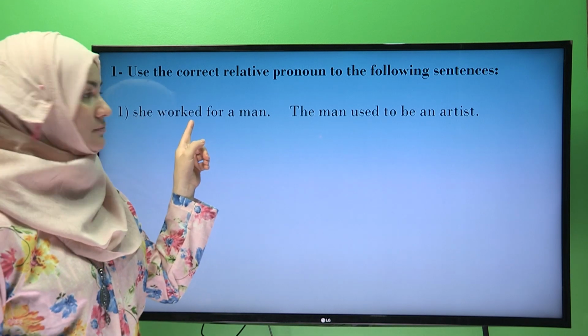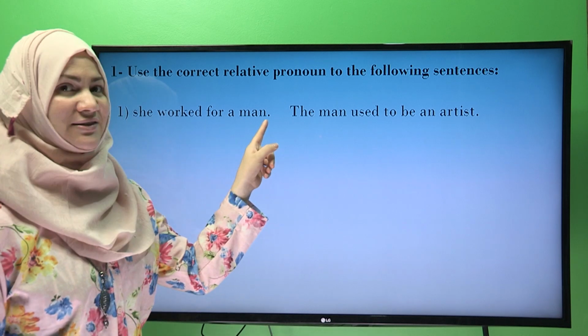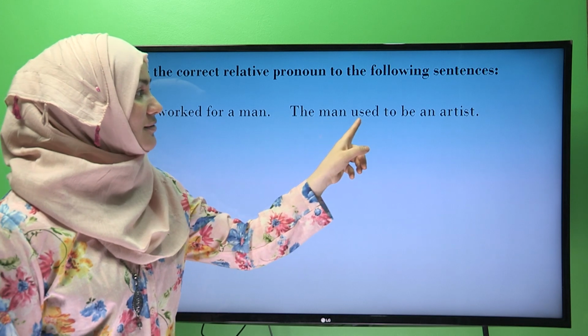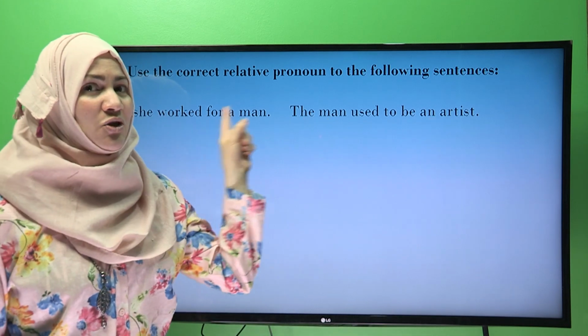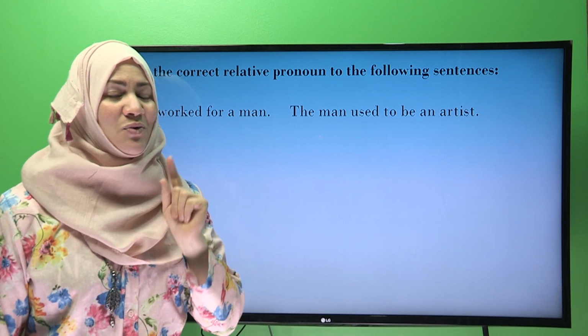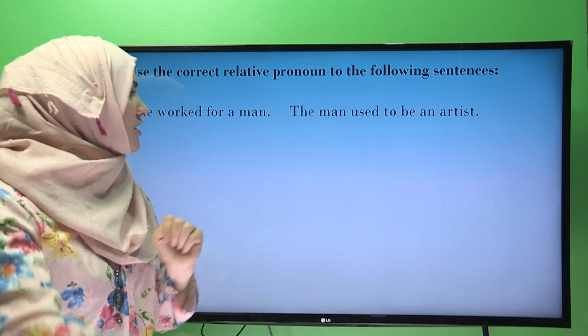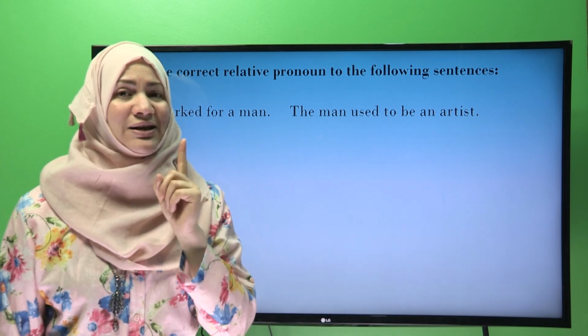She worked for a man. You see here, the first sentence. She worked for a man. The man used to be an artist. What do we notice here, my students? We have the repeating word. What is it, the repeating word? Yes, very good. It is a man, the man. So we have to delete one word.